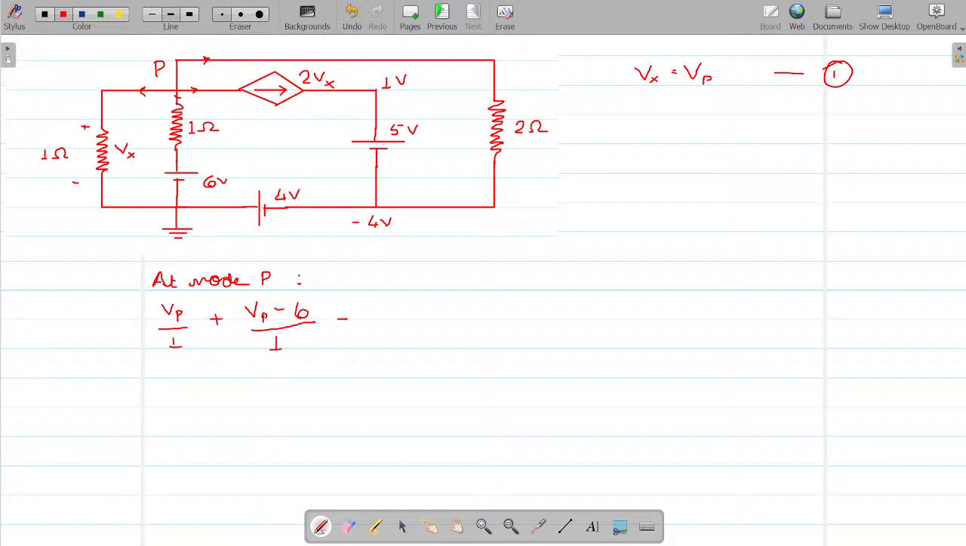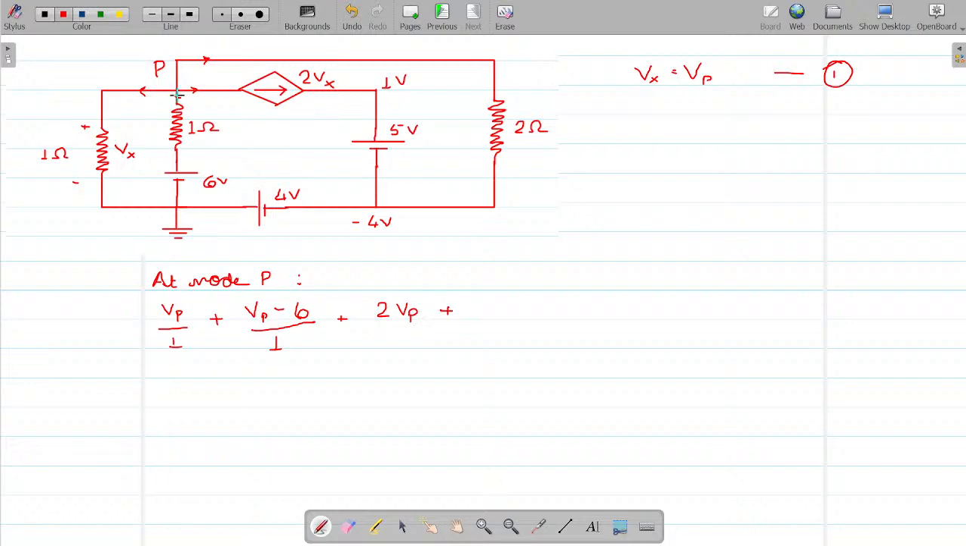Now, what did I tell you? What is Vx? Vx is Vp, right? And the current in this branch, because it is a current source, do I need to find out any other current when the current is already defined? Because it is a current source in series, there will be only one current flowing in this branch. What would that value be? 2 times Vp, because Vx is equal to Vp, right?